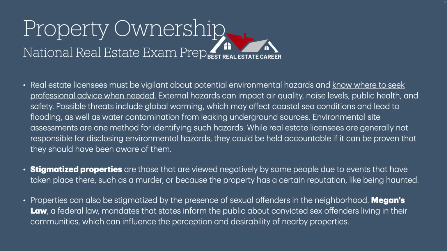And it says possible threats include global warming, which can affect coastal sea conditions that lead to flooding, as well as water contamination from leaking underground sources. Environmental site assessments are one of the methods, right? So we have the environmental site assessment, which is 4 phases. And they go through and have this site tested to make sure that it is okay.